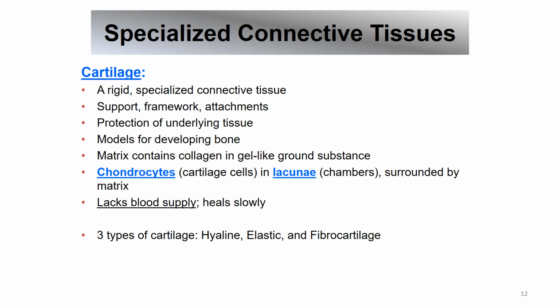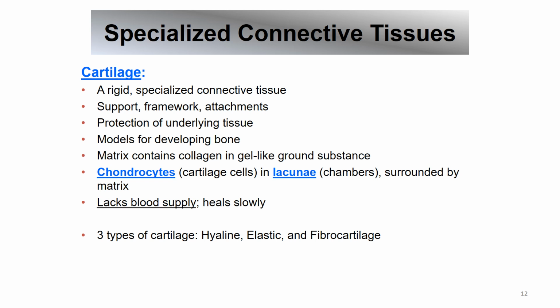Next, we'll go over the specialized connective tissues, cartilage being one type. So it's a very rigid, specialized connective tissue. It's important for support, framework, attachments, protection for the underlying tissue. And we'll learn when we get to the bone chapter that cartilage is the model for developing the long bones, short bones, and irregular bones.